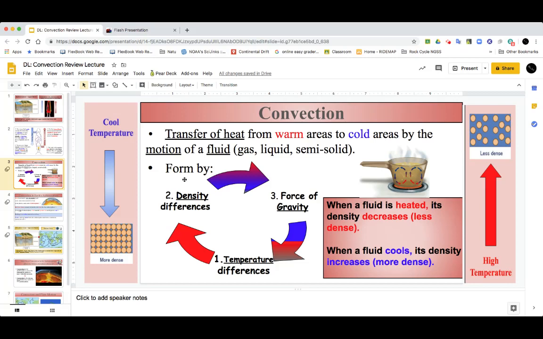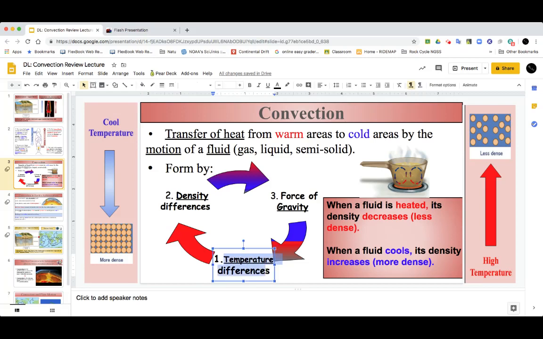Now, convection occurs because of three different factors. The first important factor is temperature differences within a fluid. You have a warmer area and a cooler area. You also, therefore, have density differences in a fluid because a warmer area is going to affect the density and make the fluid less dense. A cooler area is going to make the density increase or become more dense. And that has everything to do with the behavior of molecules.